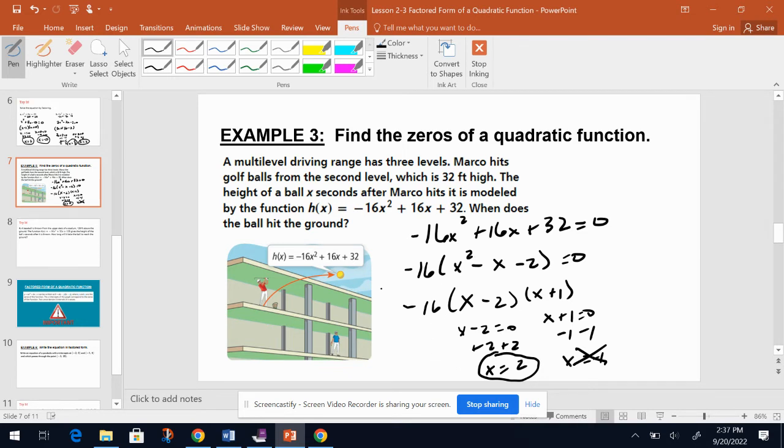Notice how I ignored that negative 16 outside there. The only time I include this and set it equal to 0 is as if it were to have an x. If it's just a number, I leave it alone. It has no effect on the zeros.